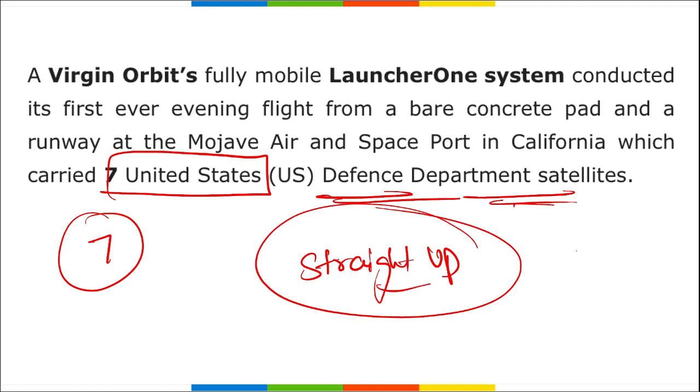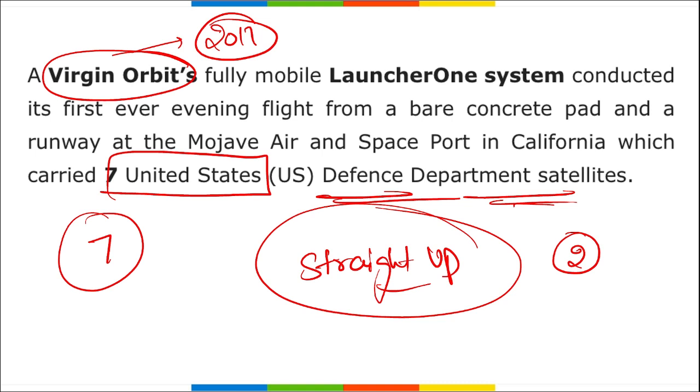Coming back, Virgin Orbit also launched 2 satellites through a joint project of the United Kingdom's Ministry of Defense and the US National Reconnaissance Office from Newquay Airport in Cornwall, that is in England. So coming back, this company Virgin Orbit was founded by British billionaire Richard Branson. It was established in the year 2017 and where is the headquarters? Long Beach, California is the current headquarters of Virgin Orbit.